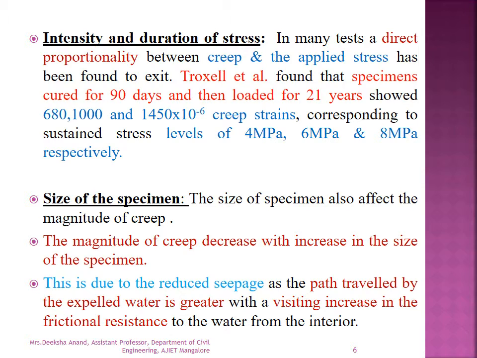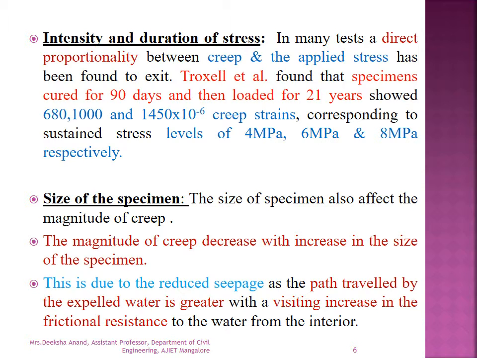Intensity and duration of the stress. In many tests, a direct proportionality between creep and the applied stress has been found to exist. It is found that concrete cured for 90 days and then loaded for 21 years showed 680, 1000, and 1450 into 10 to the power minus 6 creep strain corresponding to sustained stress levels of 4 megapascal, 6 megapascal and 8 megapascal respectively.